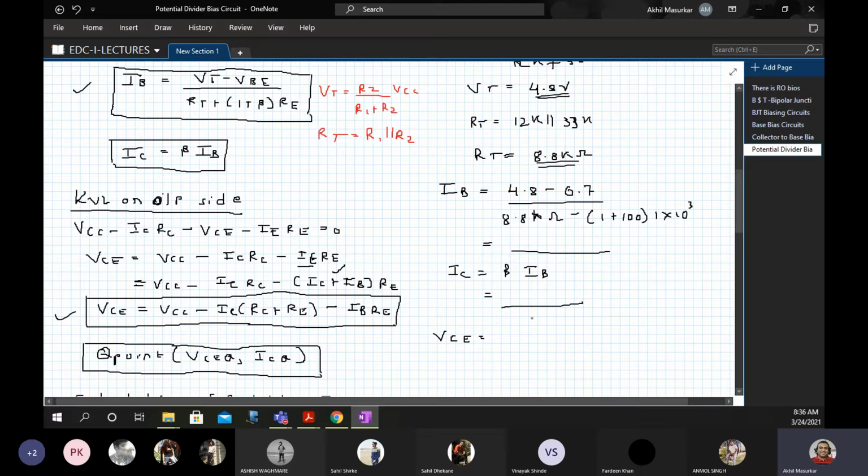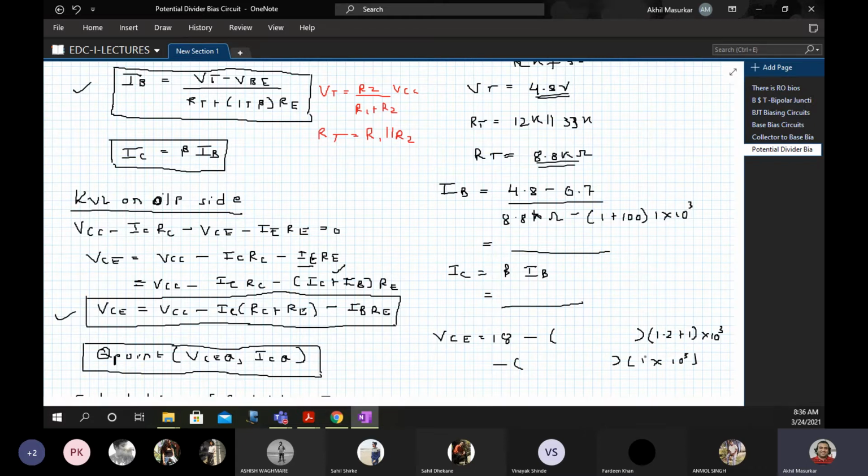So that is VCE is going to be 18 minus whatever is the value of IC into RC, which is 1.2 K plus RE is 1K, into 10 raised to 3, minus whatever is the value of IB into 1 into 10 raised to 3. So substitute the values of IB, IC and VCE in the correct positions and get the answer.